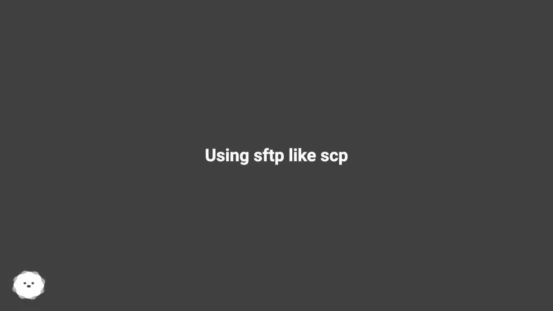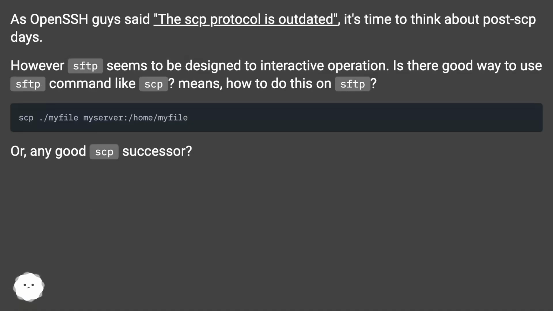Using SFTP like SCP. As the OpenSSH guys said, the SCP protocol is outdated. It's time to think about post-SCP days. However, SFTP seems to be designed for interactive operation. Is there a good way to use the SFTP command like SCP? Meaning, how to do this on SFTP? Or, any good SCP successor?